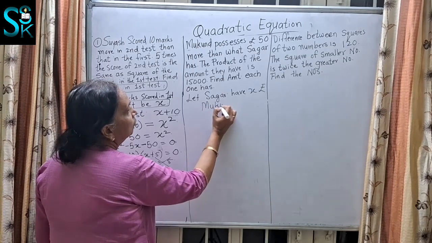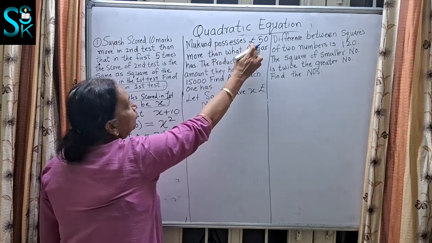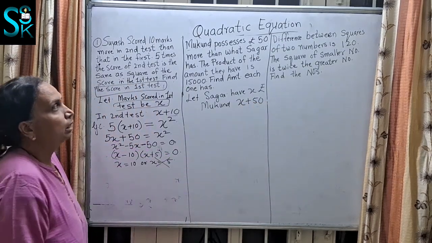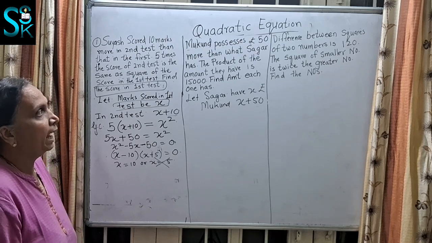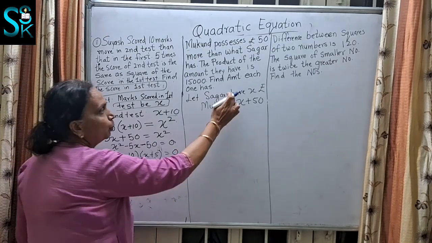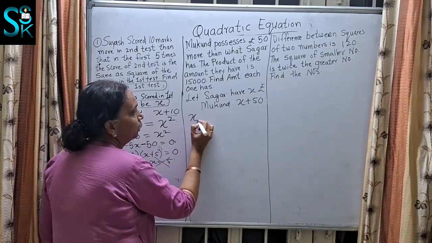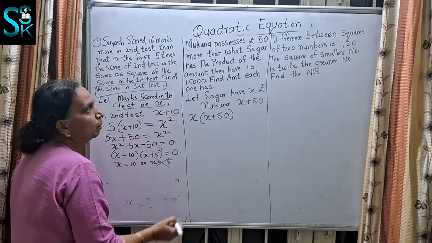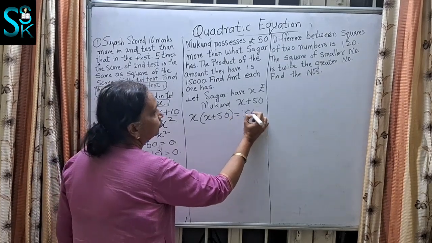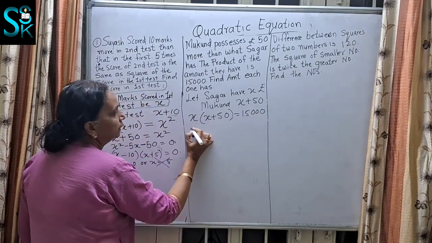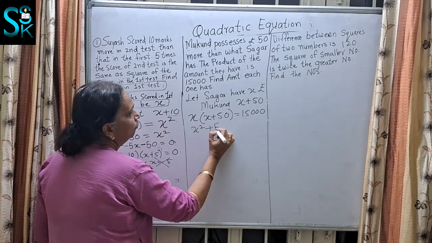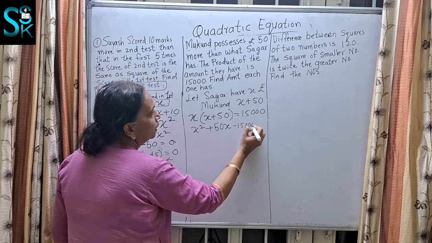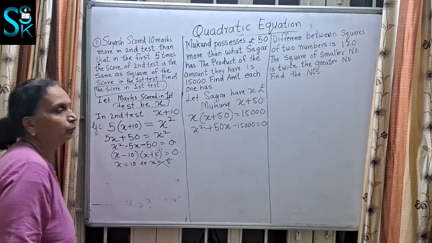Mukund possesses 50 more than Sagar, so x plus 50. The product of the amount they have is 15,000. So product of they both, and product means into. So x into bracket x plus 50 is 15,000. x into x is x square plus 50x. This will come here and become minus 15,000 is equal to 0.